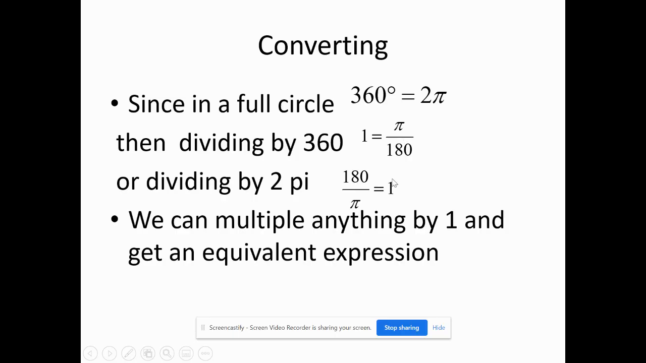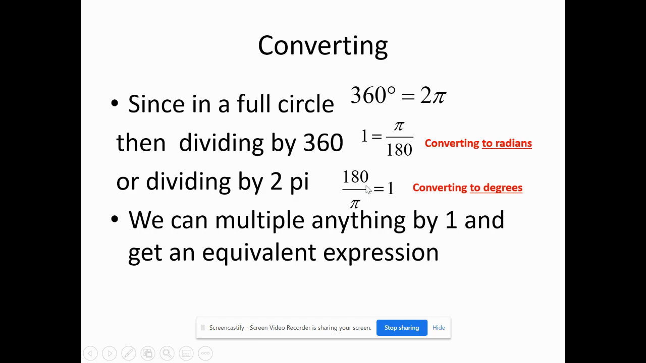Since they both equal 1, I can multiply anything by 1 and get an equivalent expression. So these are your conversion ratios. I know you guys use these in chemistry and other classes. I can multiply any degree by pi over 180, and I can multiply any radian by 180 over pi. So jot it down in red, pause the video if you need to. If you're converting to radians, you want to use pi over 180. If you're converting to degrees, you want to use 180 over pi. And it'll be pretty obvious as we go.